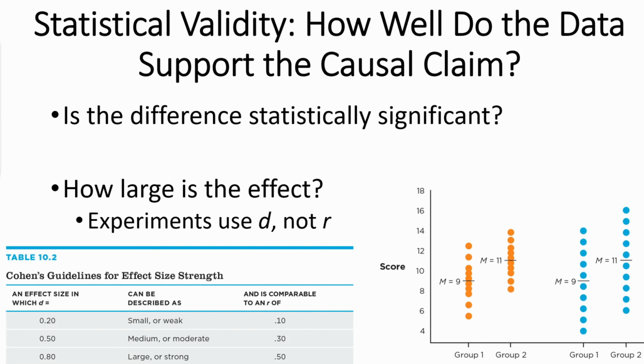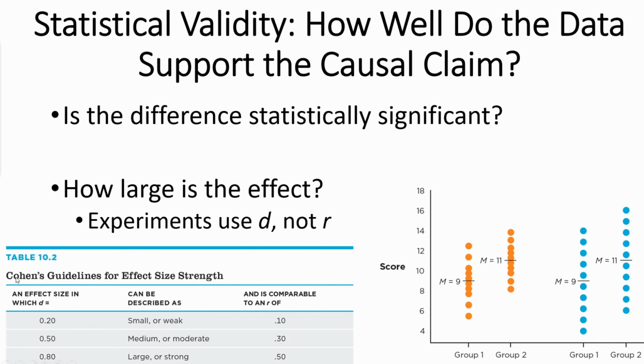So usually a larger effect size is going to be something that we care more about because it's a stronger relationship. And then the one major difference that we want to consider is that in experiments, instead of using r, when we're comparing differences between groups, we're mostly going to be using d, or Cohen's d, which is going to behave very, very similar to r.